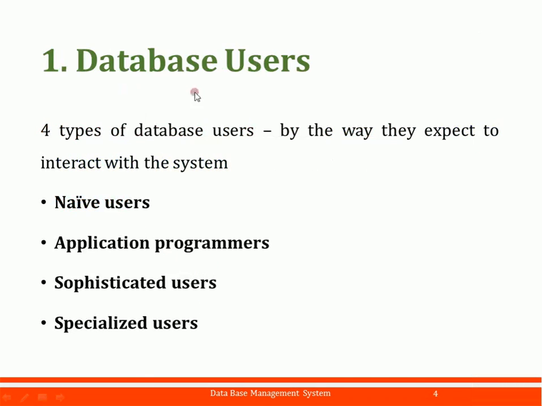The first is database users. We have four different types of database users based on the way they expect to interact with the system. Each and every user of the system will have different aspects and expectations with the system, and based on that we have divided the database users into four categories. First is naive users, then application programmers, then sophisticated users, and the specialized users.